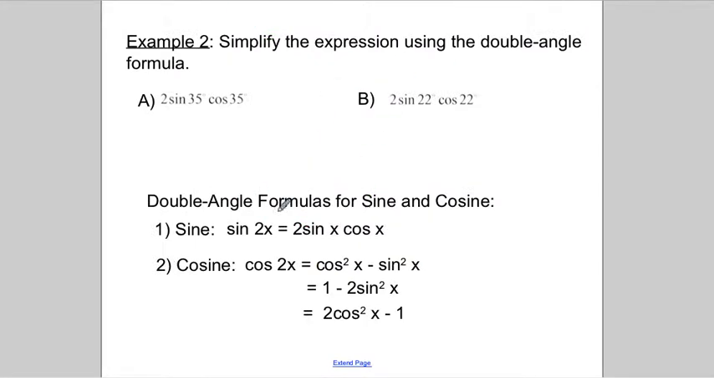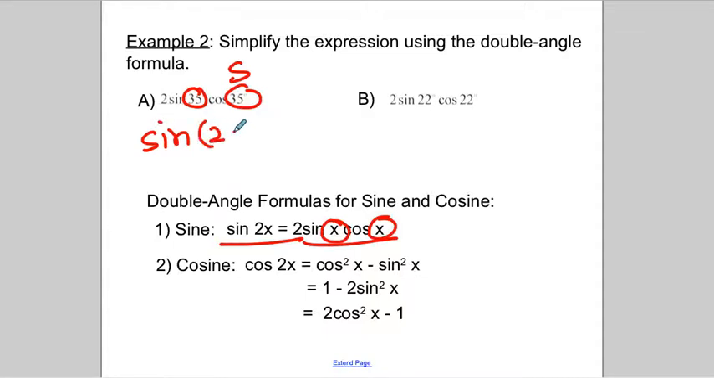So simplify the expressions using the double angle formula. So I see this and I'm like, what angle was this originally? So I know that sine of 2x is equal to 2 sine of x cosine of x. So who is in the spot of x? 35 for this one. So this is really sine of 2 times 35. Well, 2 times 35 is 70. So this is sine of 70 degrees. That is what that is equivalent to.